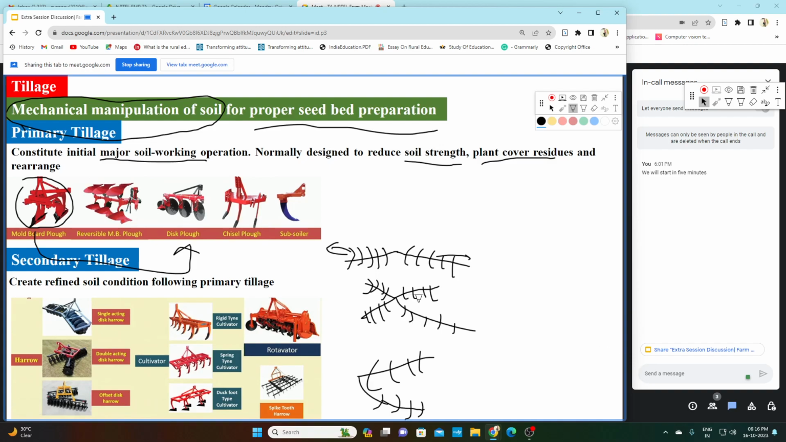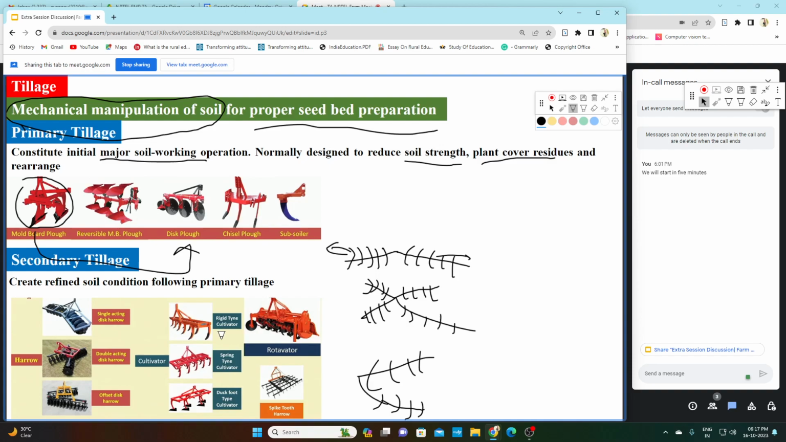The difference between offset disc harrow and double acting disc harrow is that in double acting disc harrow, we have two sets of gangs in the front and two sets of gangs in the rear, but in offset disc harrow we have only one set of gang in the front and one set of gang in the rear. So that is the difference.